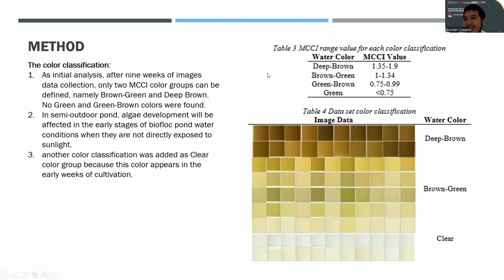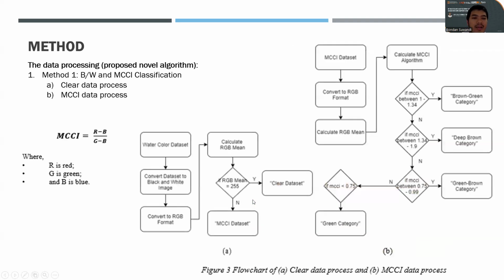In table 3, using the MCCI value, we also make the classification of the color that we made, which is the deep brown, brown-green, and the green-brown and green. Now we go to the explanation of our proposed novel algorithm. So to classify the color of the BFT watercolor, to make it automated, we propose 2 novel algorithms.